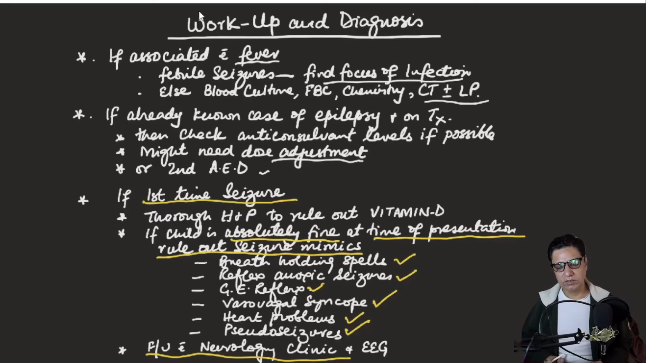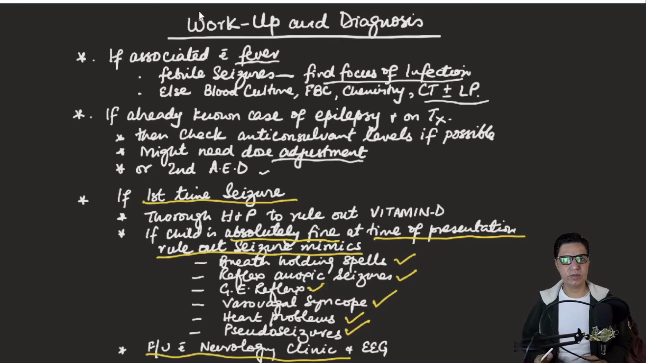So for febrile seizures, it's very simple. You have to control the fever and you have to find the focus of infection and treat that. So if it is tonsillitis, treat it. If it is URI, treat it. If it is UTI, treat it. Else, if you don't find a focus of infection, then you might have to hunt a bit more. You might have to do blood cultures, you might have to do urinalysis or urine culture and sensitivity.